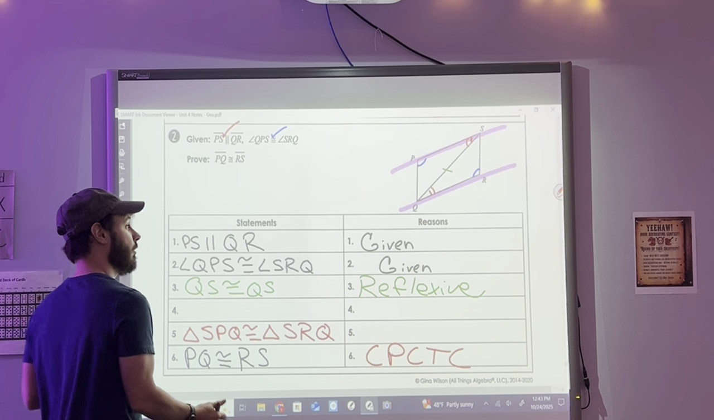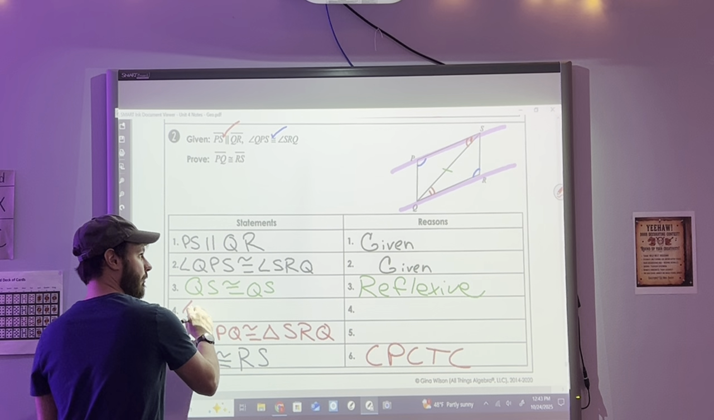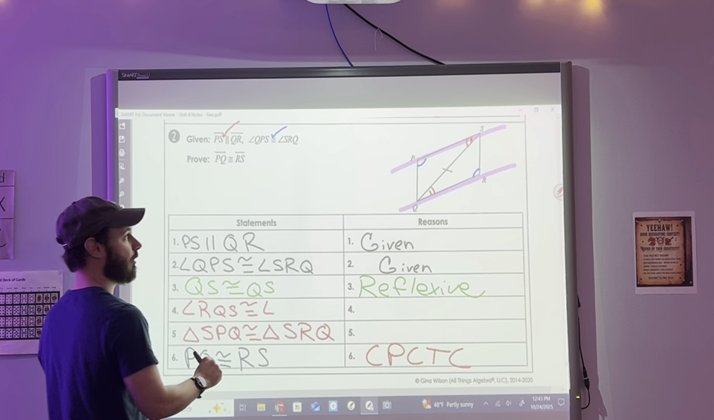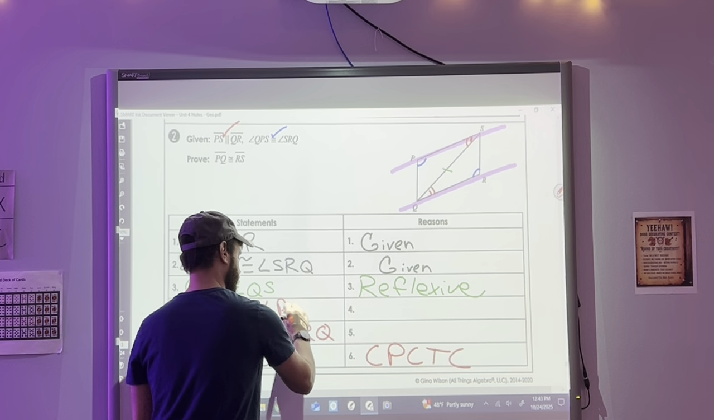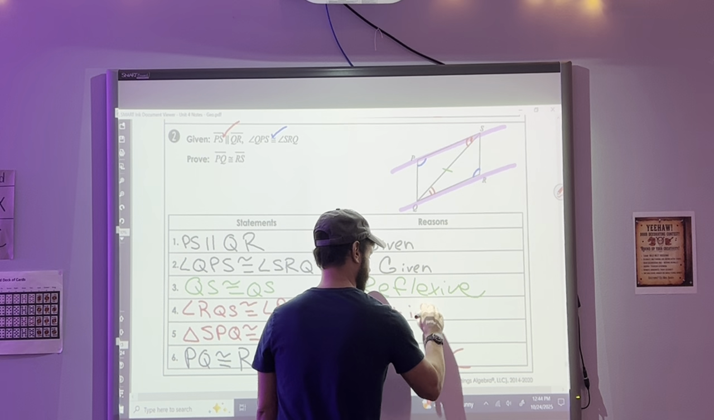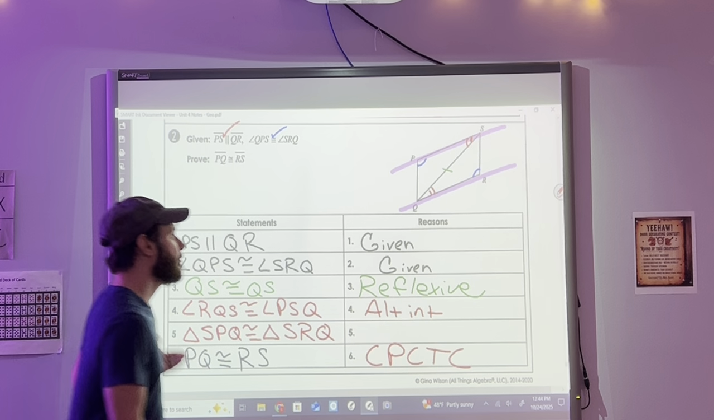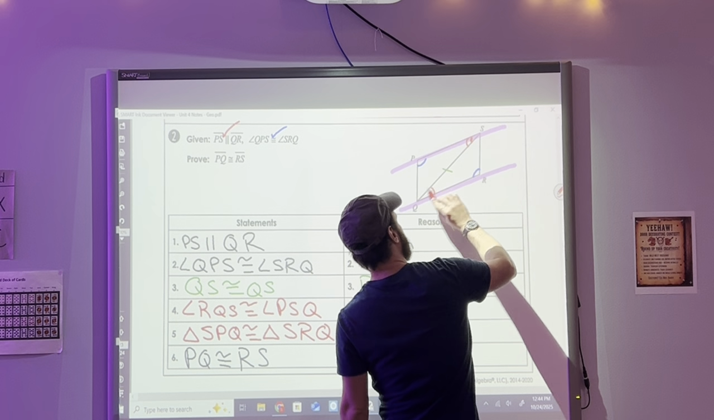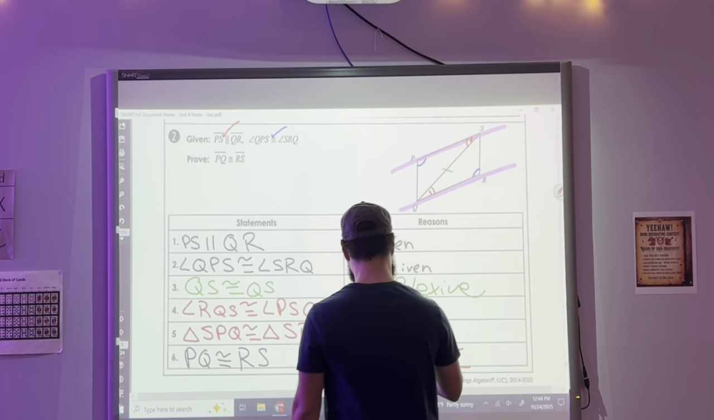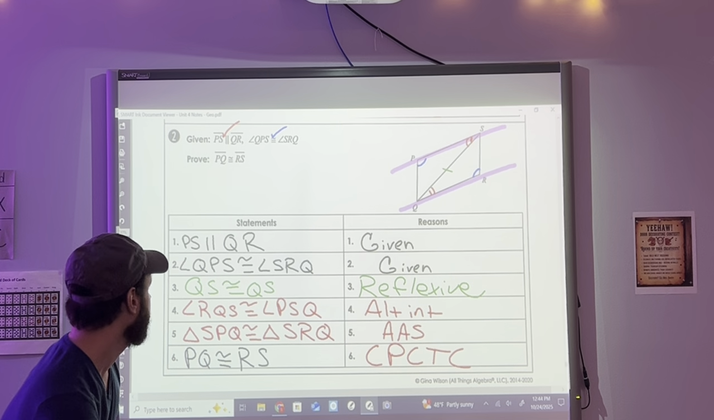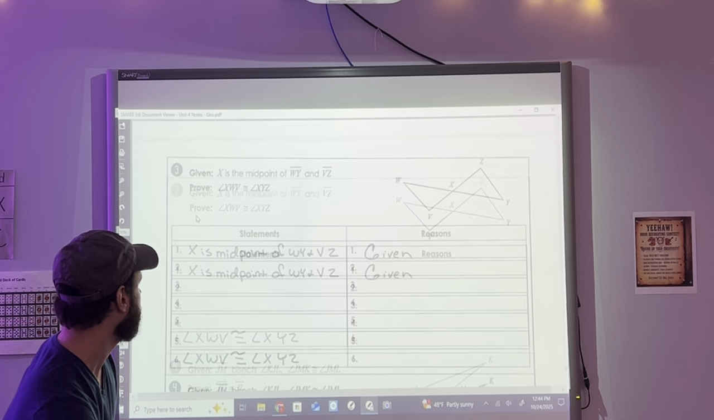They are, so I'm gonna write that angle RQS is congruent to angle, what's the other one, PSQ? Okay, I'm gonna say that, but why? Alternate interior. Okay, alternate interior. Now what have we built? We've built an angle, and a side. It flows angle, angle, side. Angle, angle, side. Oh boy. 2 down, 3 to go.